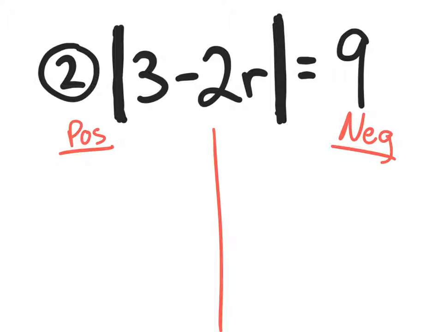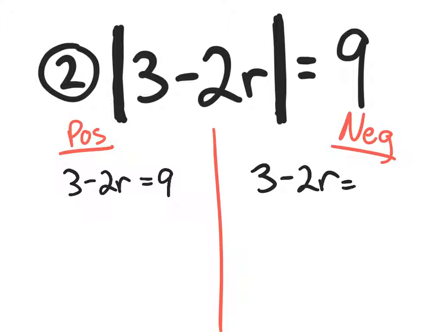So let's write it exactly the way it is. 3 minus 2r equals 9. Perfect. Now for the negative situation, same thing. 3 minus 2r equals, but instead of 9, we're going to put negative 9. For the negative situation, once again, you have to add on a negative sign to whatever's here on the right side. Anyhow, let's solve both of these.